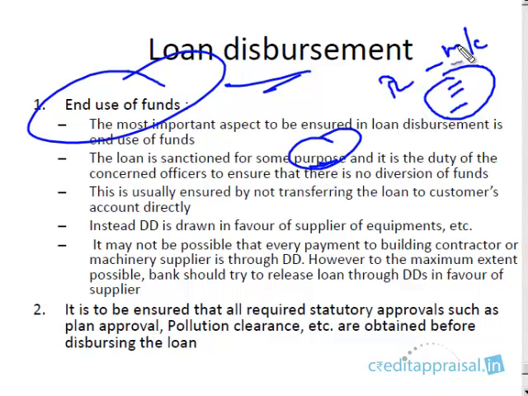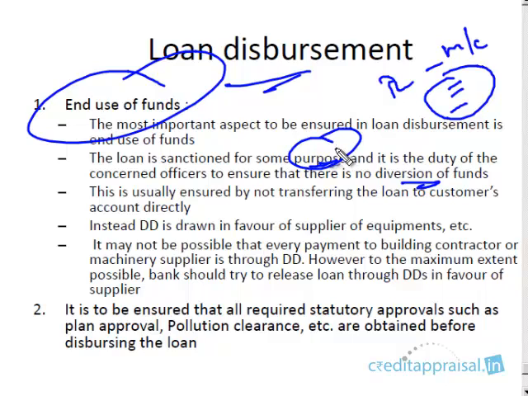Now it is the duty of you as a bank, as a credit officer, to ensure that there is no diversion of funds, in the sense that the purpose for which the bank has sanctioned this loan has to be adhered to. The company should not divert these funds to some other purpose. The purpose could be anything.